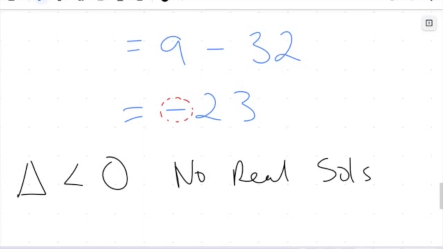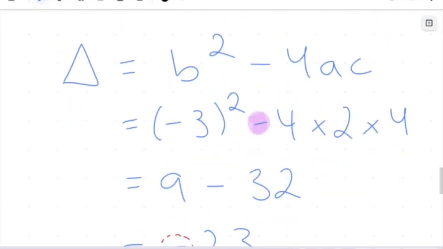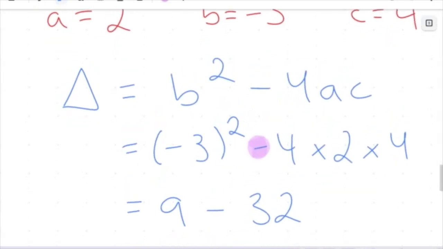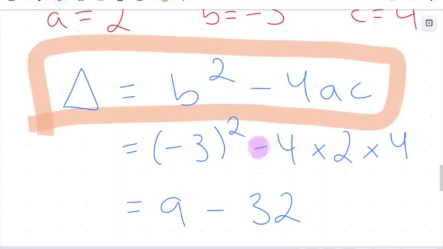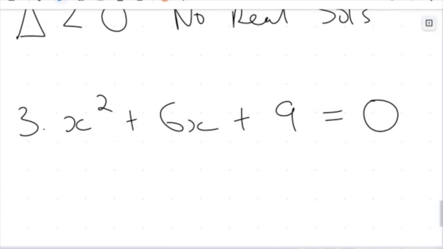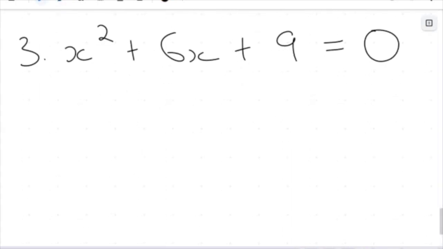So it's quite simple. We're just taking an easier part, a smaller bit of my quadratic equation, b squared minus 4ac, and then substituting in the values, and that's going to give us an idea about how many solutions we are expecting. All right, very last example here.